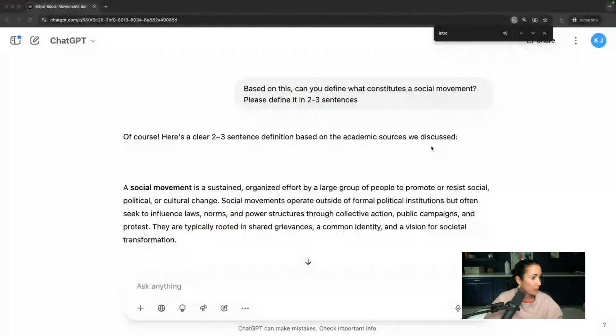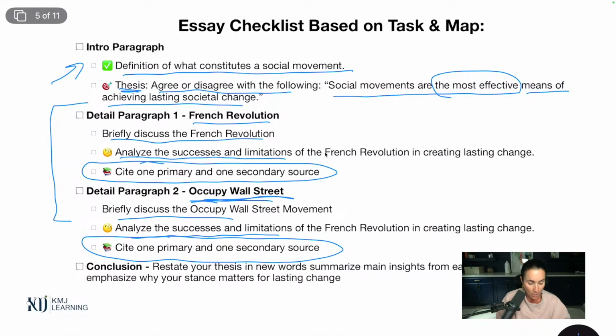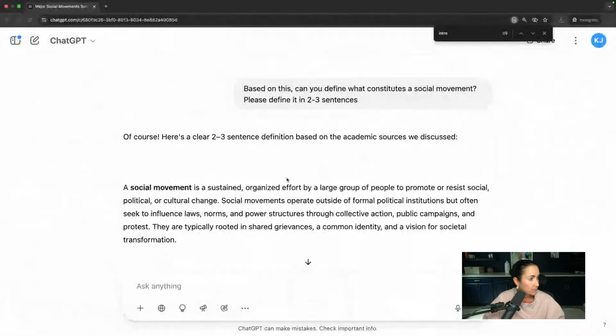All right. So again, now that we know what our detail paragraphs are, you can see here are our details. We're able to do this intro. We said we wanted to have the definition of what constitutes a social movement and whether we agree or disagree. And we decided to disagree here. So I'm going to use everything we did, and I'm going to ask ChatGPT, hey, can you define what constitutes a social movement in like two or three sentences?